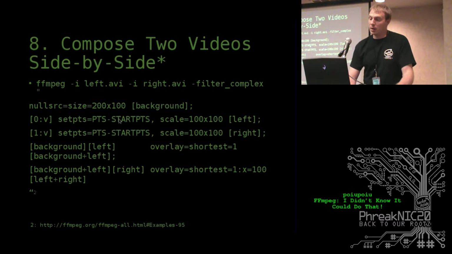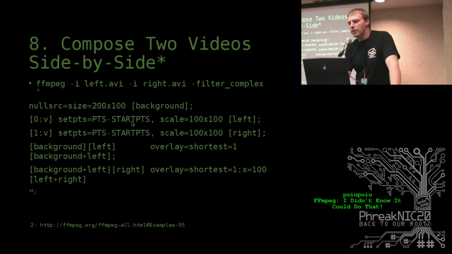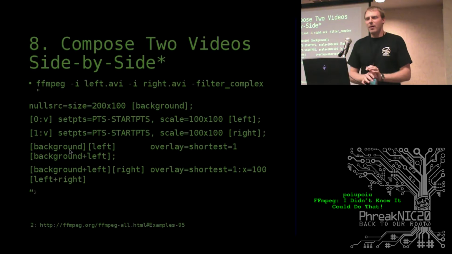But again, as you see, FFmpeg is so deep. Scale it down to 100 by 100 pixels and label that as left. Do the same thing for the right. Then take the background with the left, overlay it, and then do the same thing on the right hand side, adding it side by side. Cheap 3D. So, yeah, that's a very easy way of doing it there.